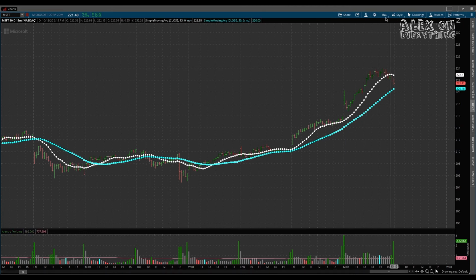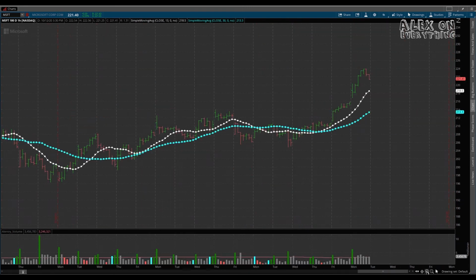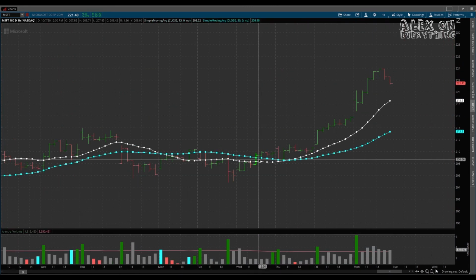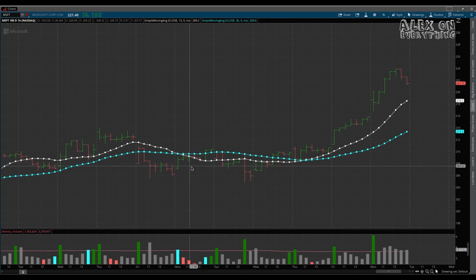So, for example, let's look at an hour chart. Still got the same 13 and 30 on the hour chart. So, on an hour chart, this is that same bar where the crossover happened before. This is where I got in. And this is where the crossover happened before where it didn't work out. So, if you look here, the 13, the white line, is actually crossing under the blue line, which is the 30. When it crosses under like that, typically that means lower prices are coming.